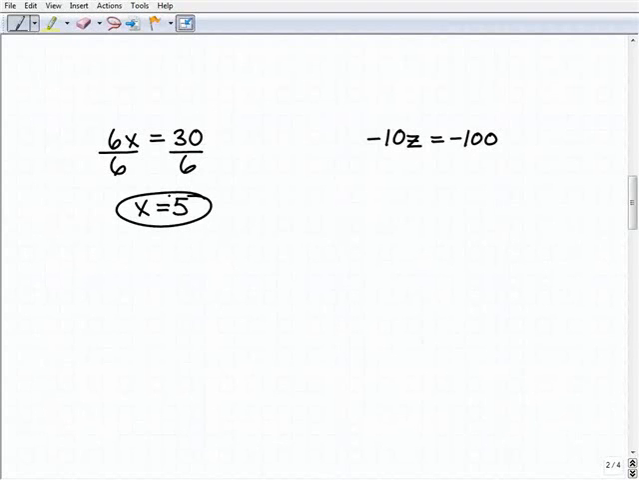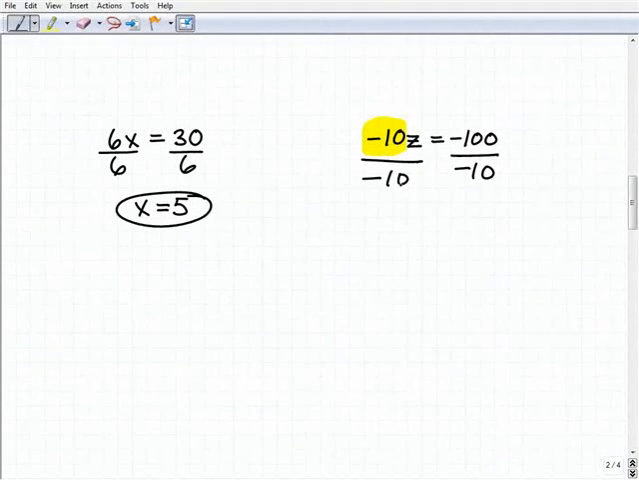Here's our solution. Next problem, negative 10z equals negative 100. Once again, I'm going to divide both sides of the equation by negative 10. And notice I'm always showing my work, and that's what you want to do. So negative 10 divided by negative 10 is a positive 1, or that's just going to be 1z, or z, equals a negative 100 divided by a negative 10, and that is a positive 10.